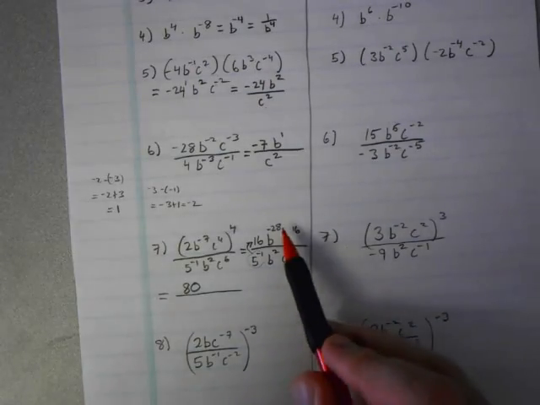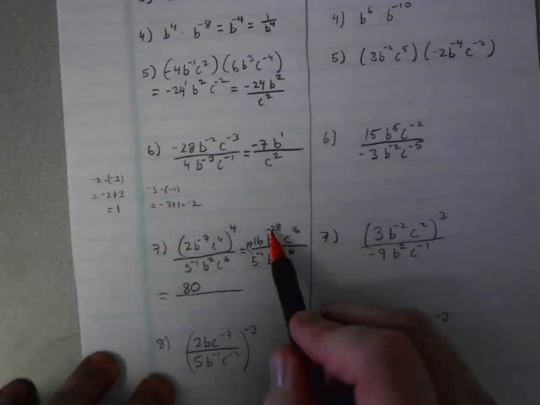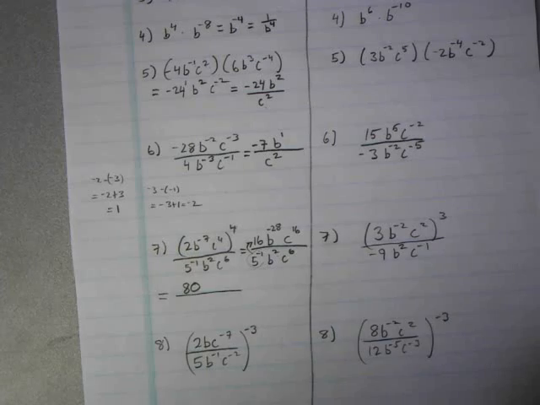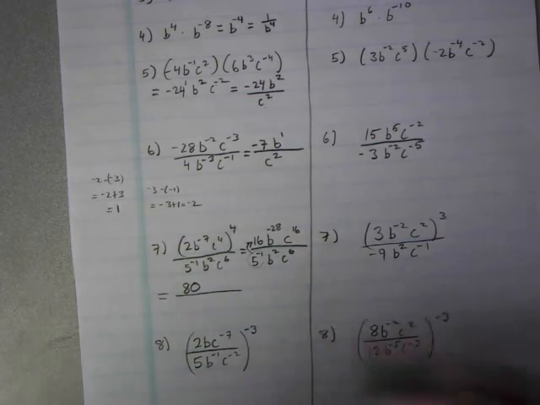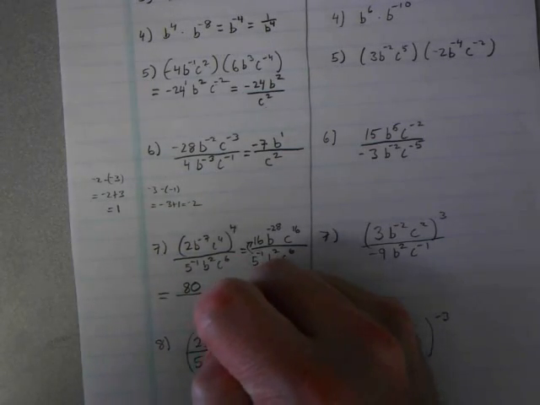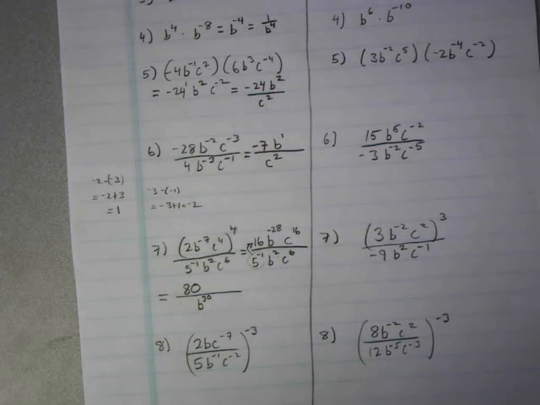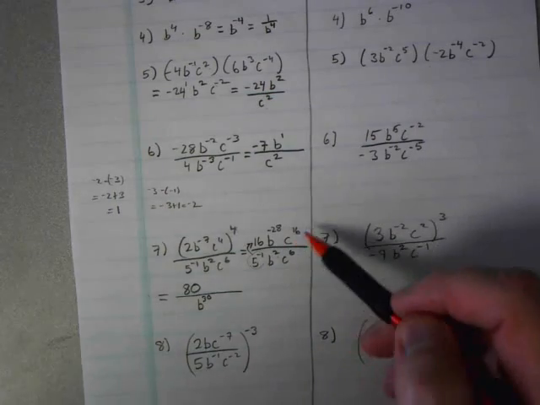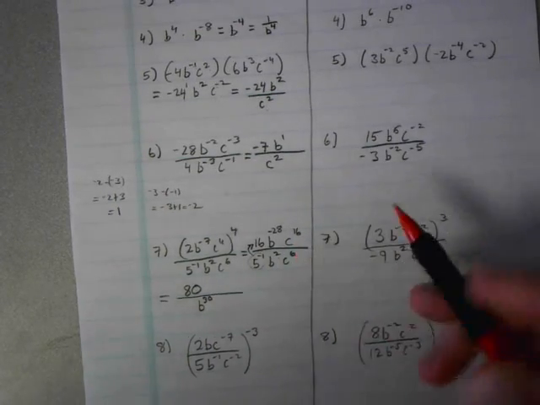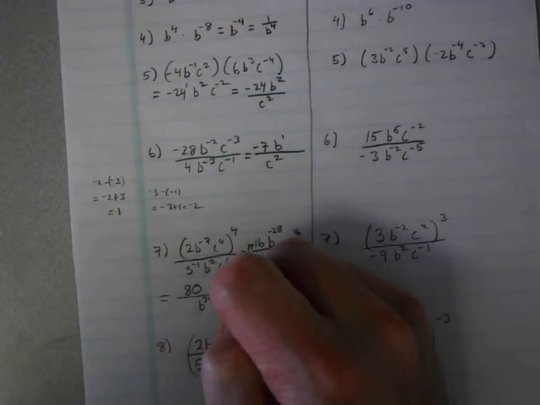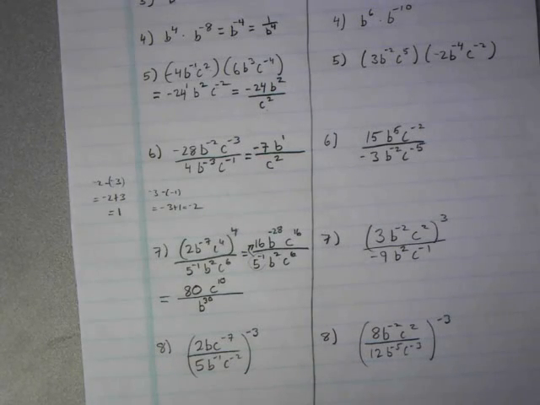And then I look at my b's. I have negative 28 minus 2. Negative 28 minus 2 is negative 30. Since that's a negative power, it goes down the bottom, becomes positive. And then finally my c's. 16 minus 6 is 10, but that's positive. So that stays right on top, right where it is.